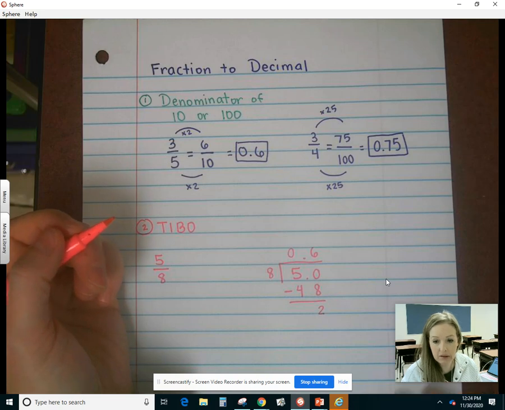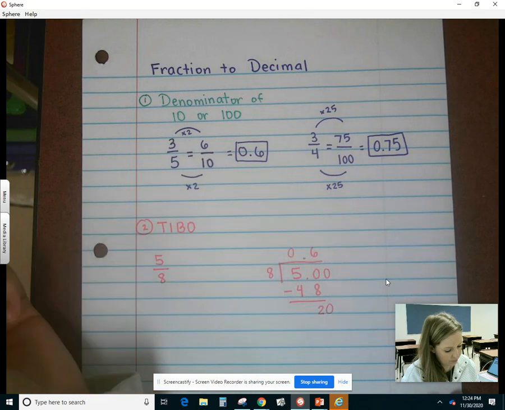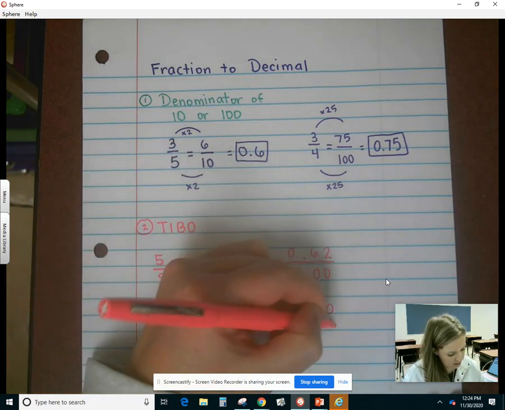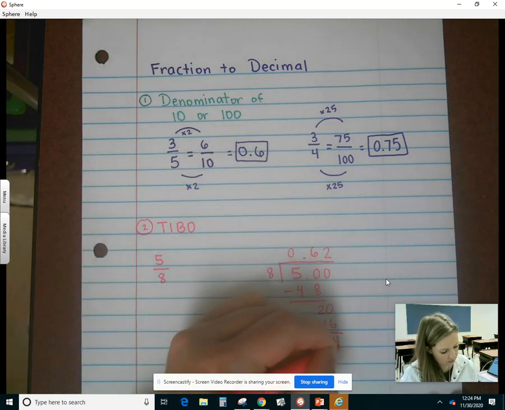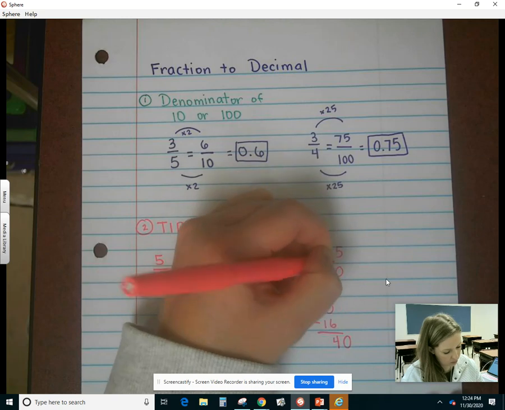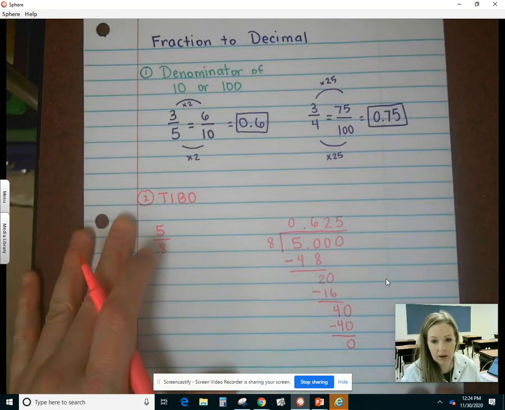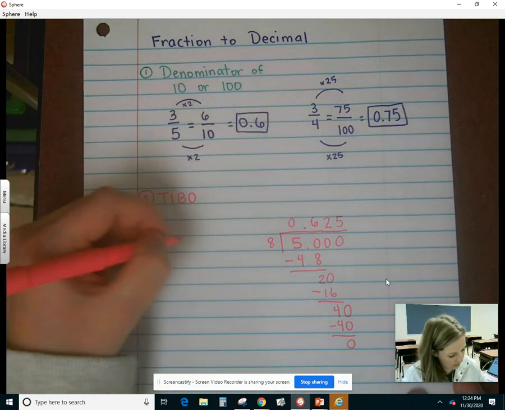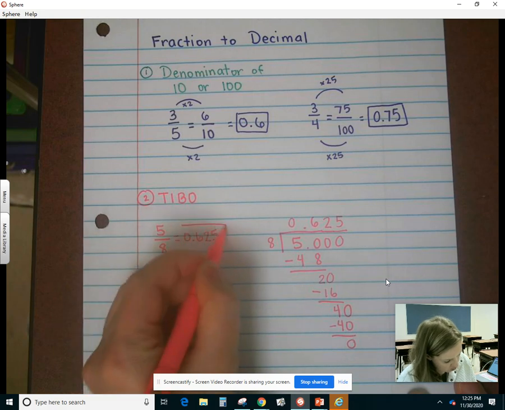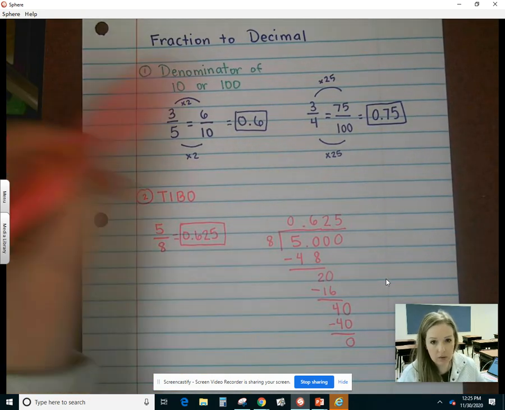I can't stop until I get 0 or if it just keeps repeating. So add a 0, bring it down. 8 goes into 20 2 times, which is 16. 20 minus 16 is 4. Add a 0, bring it down. 8 goes into 40 5 times. Now I got my 0, so I know I'm done. And so 5/8 is equal to 0.625 or 625 thousandths.